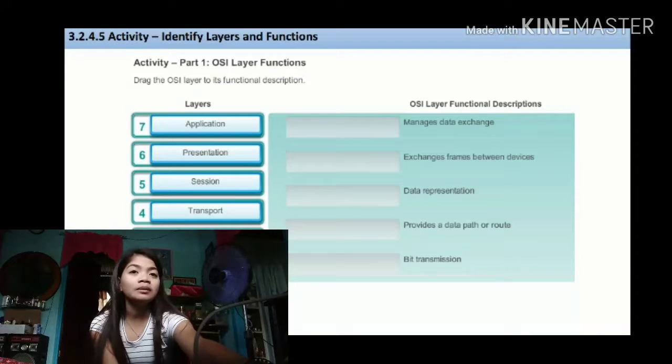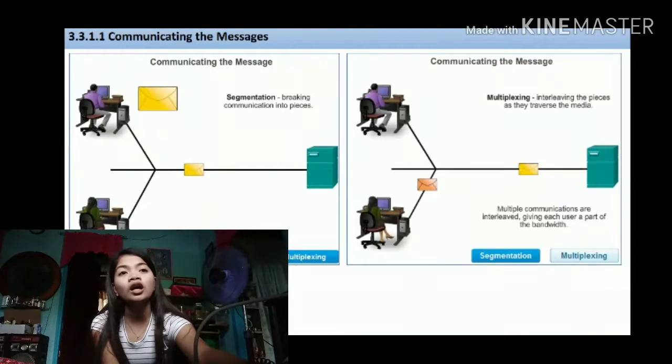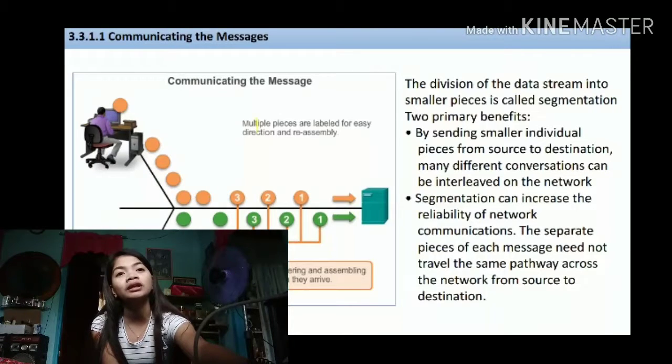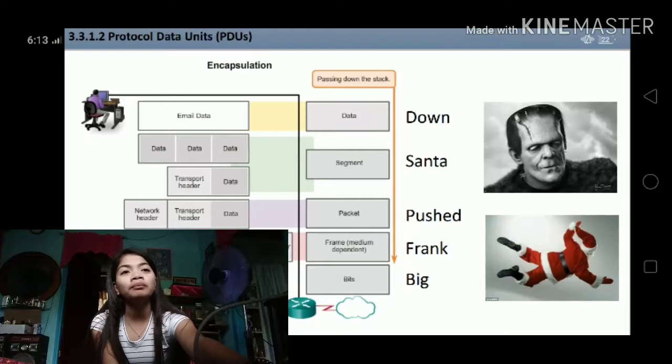And the last one is the physical. The physical layer protocols describe the mechanical, electrical, functional, and procedural means to activate, maintain, and deactivate physical connection for bit transmission to and from a network device.